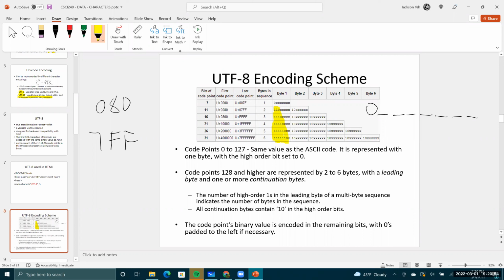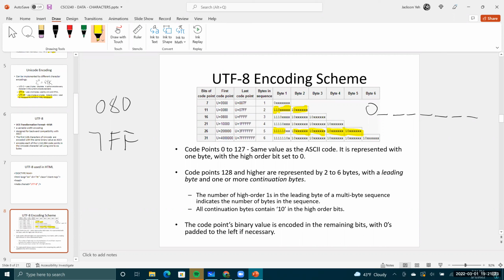So the number of 1s you see in the leading byte tells you how many bytes there are inside this character. Let's take a look at some examples here. The first one here, 1, 1, 0. There are 2 1s here, so that means there are 2 bytes in this character. Let's look at this one down here. If we count the number of 1s inside that leading byte, it's 5 of them. So that means that there are 5 bytes in this character.